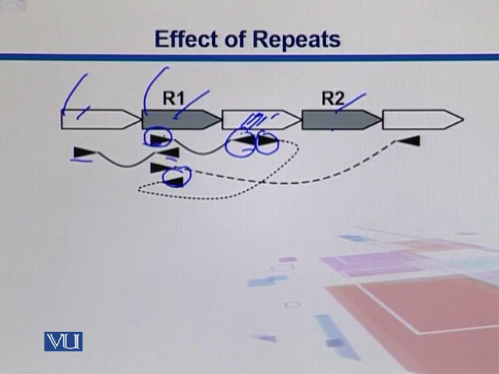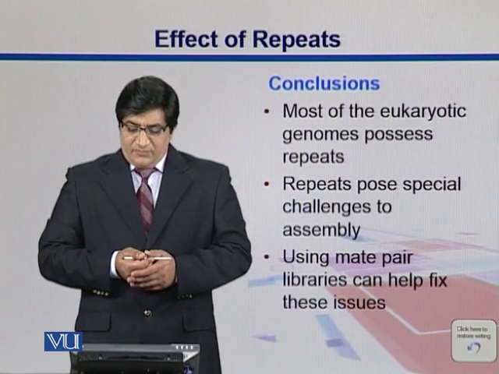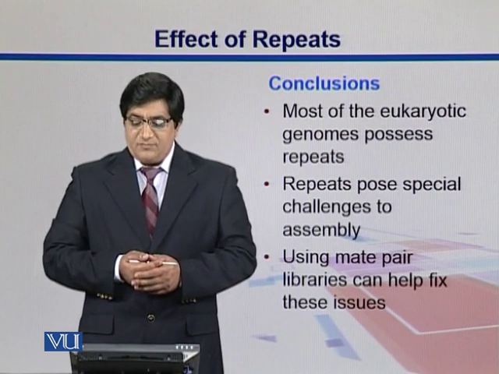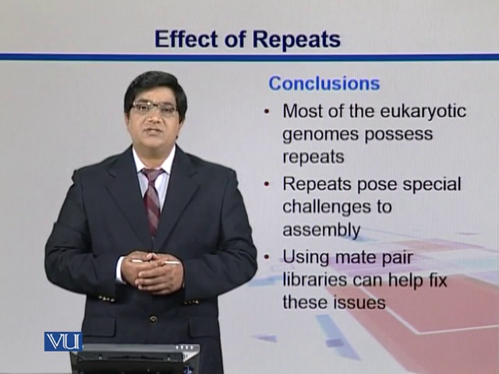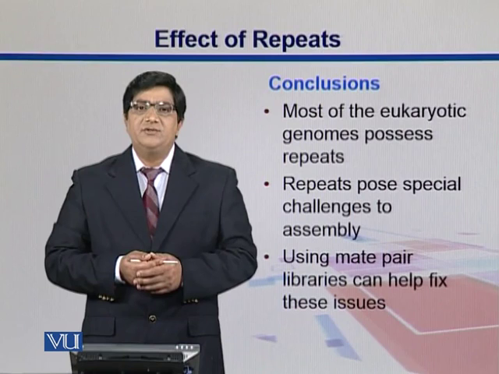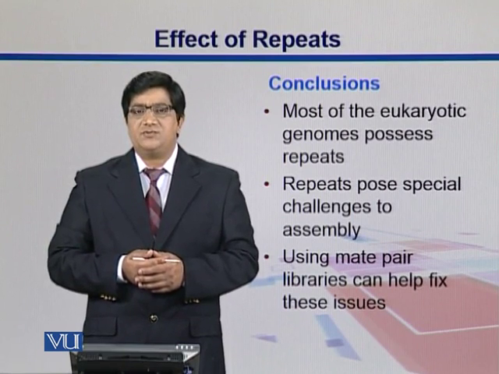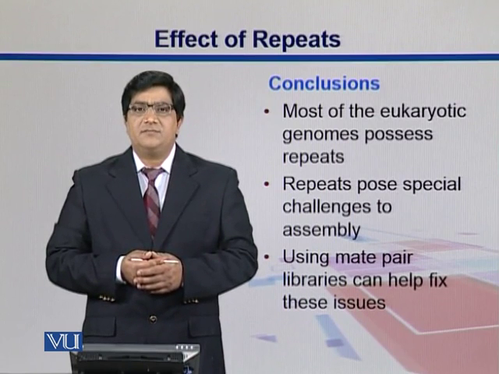In the same way we can have one fragment in R1 whose opposite fragment is here. But obviously the insert length is longer than expected, so we might neglect this. So far what we have seen is that most eukaryotic genomes have repeats, and repeats pose challenges to assembly, and using double-barreled shotgun assembly methods, in which we use paired end reads, can help solve the issues of repeats during assemblies.